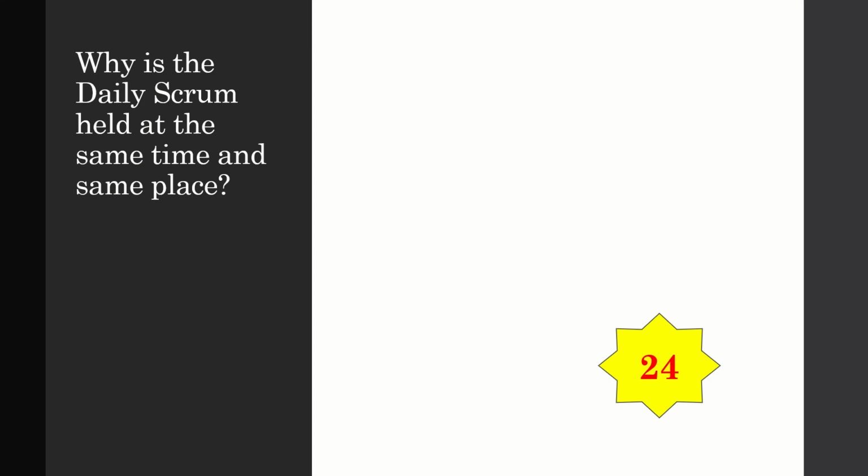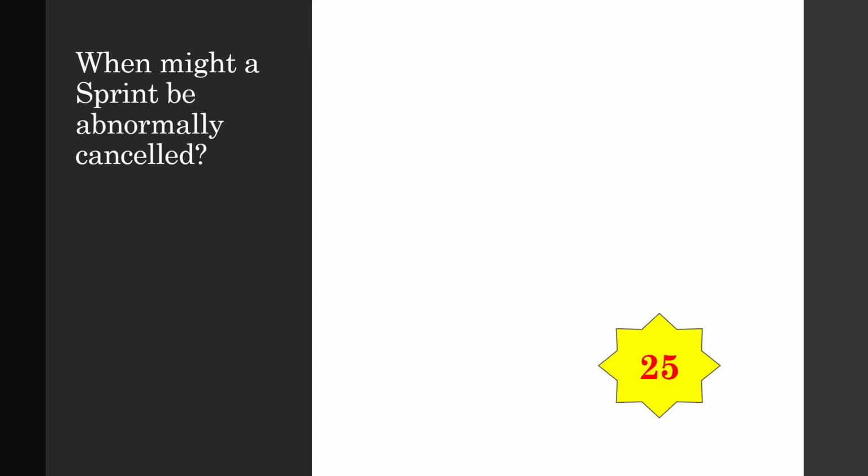Why is the daily Scrum held at same place and same time? The consistency reduces the complexity. This is why we ensure that daily Scrum happens at same place. When might a sprint be abnormally cancelled? When the sprint goal becomes obsolete.